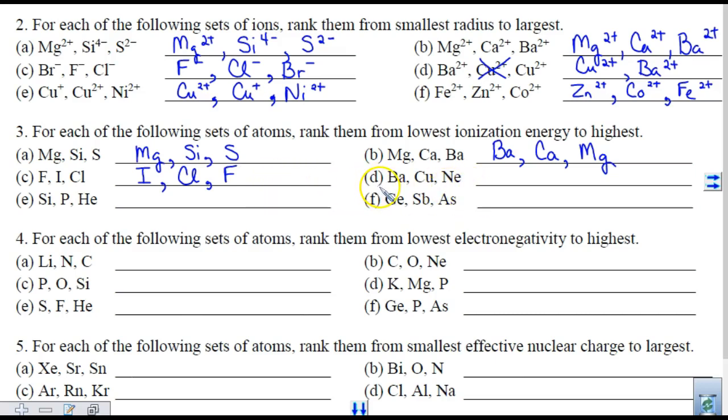In question D, we're looking at barium, copper, and neon. These are not in the same group or in the same period, but they are spread out enough in the periodic table that you should be able to figure this out. So pause the video, see if you can put them in the correct order.